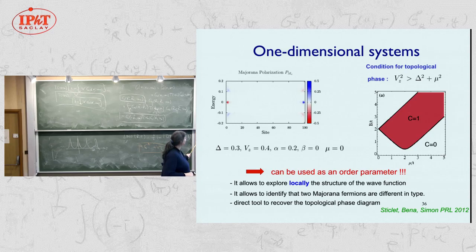Yes. So for this chain, we computed it and looked at the criterion. We saw that indeed this criterion is satisfied in the topological region. The ratio between the Majorana polarization and the density of states is equal to 1, exactly in the topological region, which was predicted by the other criterion we have for this type of system. So it was working for the 1D chain.